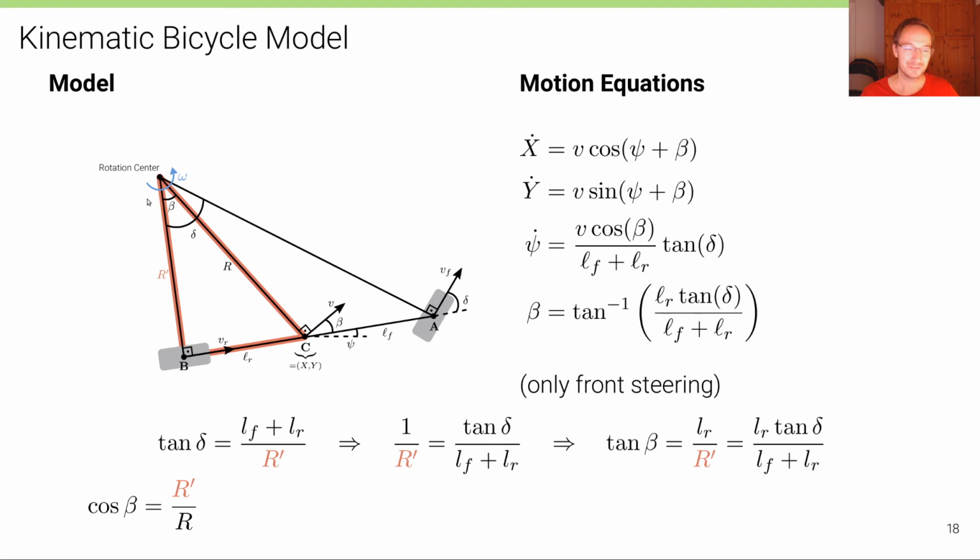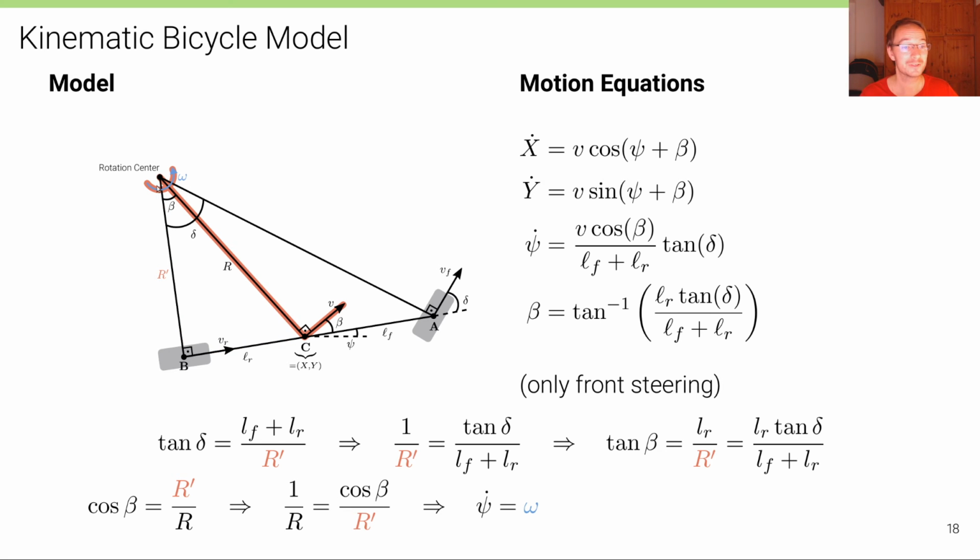We can also consider another relationship here, which is the cosine of beta, which is r prime divided by r. Rearranging this expression, solving for 1 over r, we get cosine of beta over r prime. And now plugging in 1 over r prime here. So we get this relationship here.